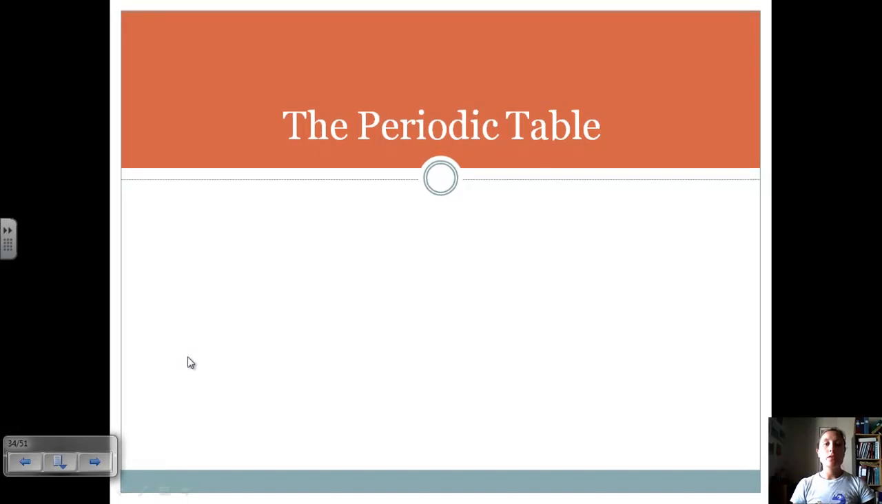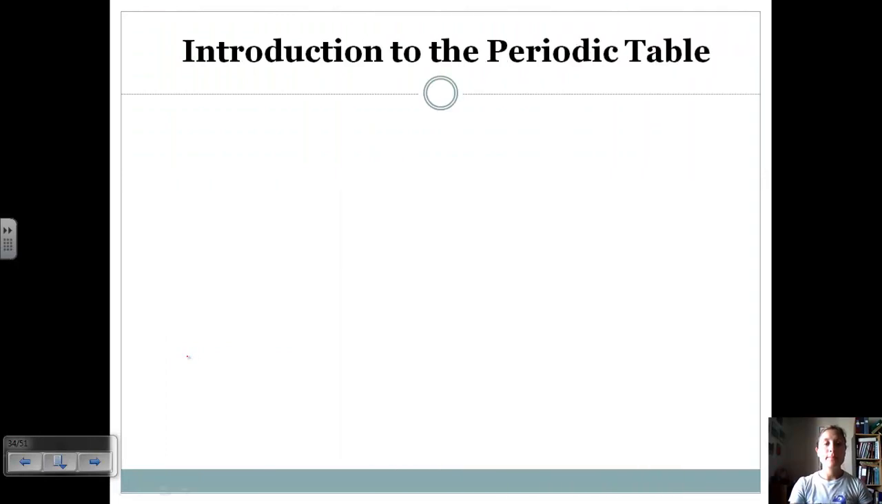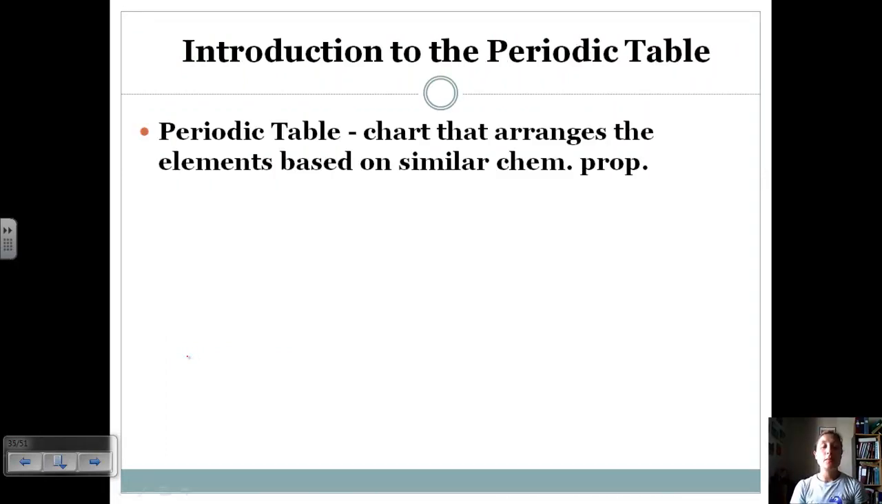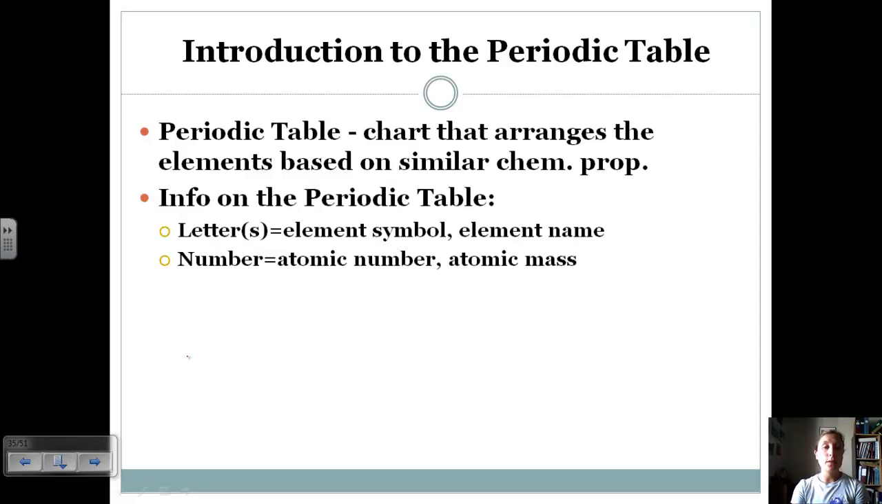So today we're going to discuss the origins and organization of the periodic table. So the periodic table is basically a chart that organizes the elements based on similar chemical properties. So that's the foundation for the organization of the periodic table. There are a few pieces of information that can be found on the periodic table.